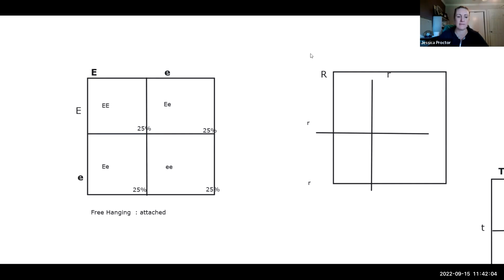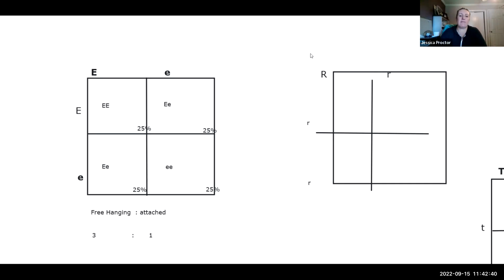Out of those 4 little boxes, 3 of those boxes have at least one uppercase E. That means that 3 of those children will have free hanging earlobes, and only 1 of those children would have attached. So the phenotypic ratio is 3 to 1, or if you want to write it in percentages, 75% versus 25%, because 3 divided by 4 is 75%, and 1 divided by 4 is 25%.